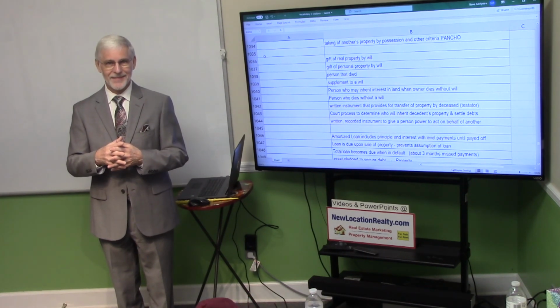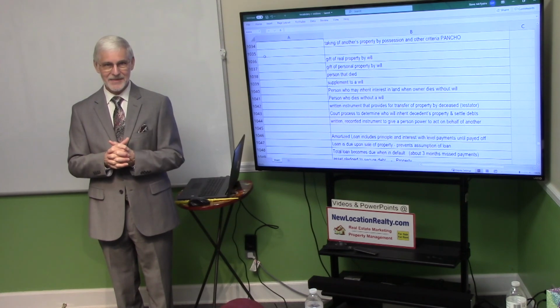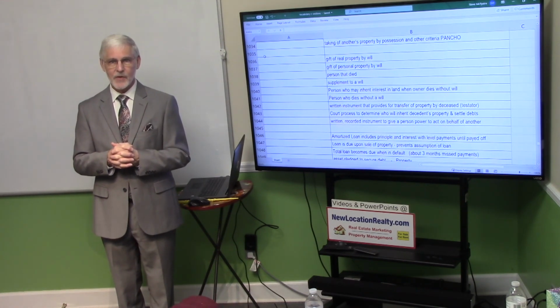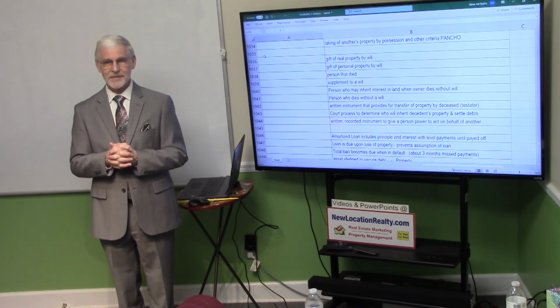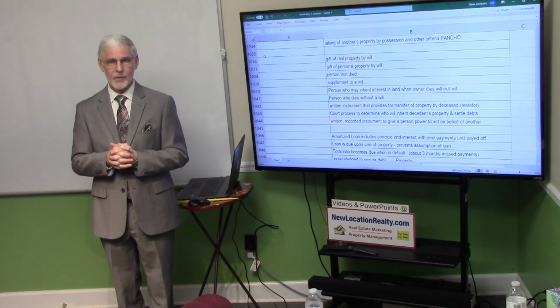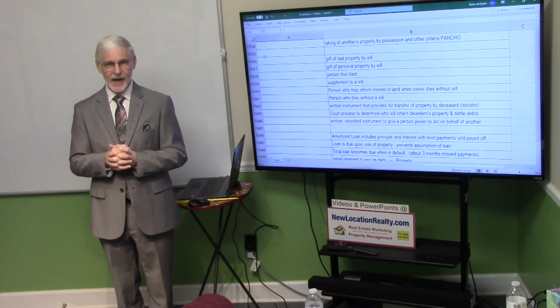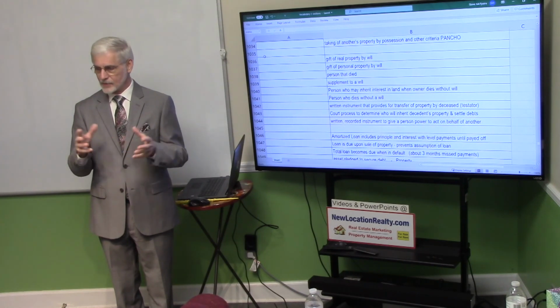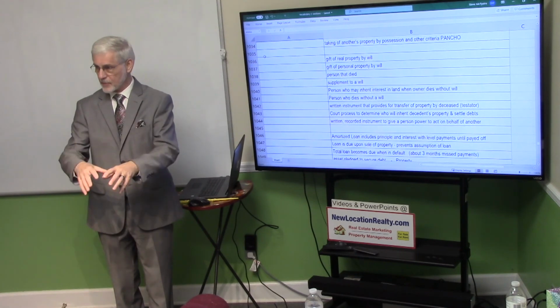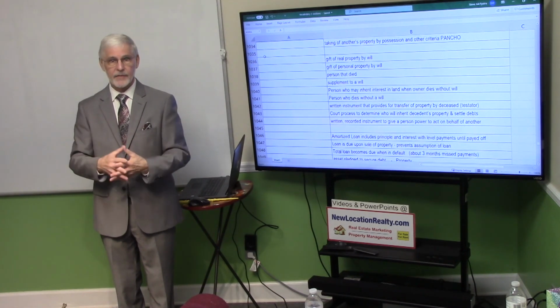Intestate. A written instrument that provides for transfer of property by a deceased is a will. The court process to determine who will inherit is probate. When you die, it goes to probate, and all your debts and everything else drops into the probate court, and then they decide how things are distributed.